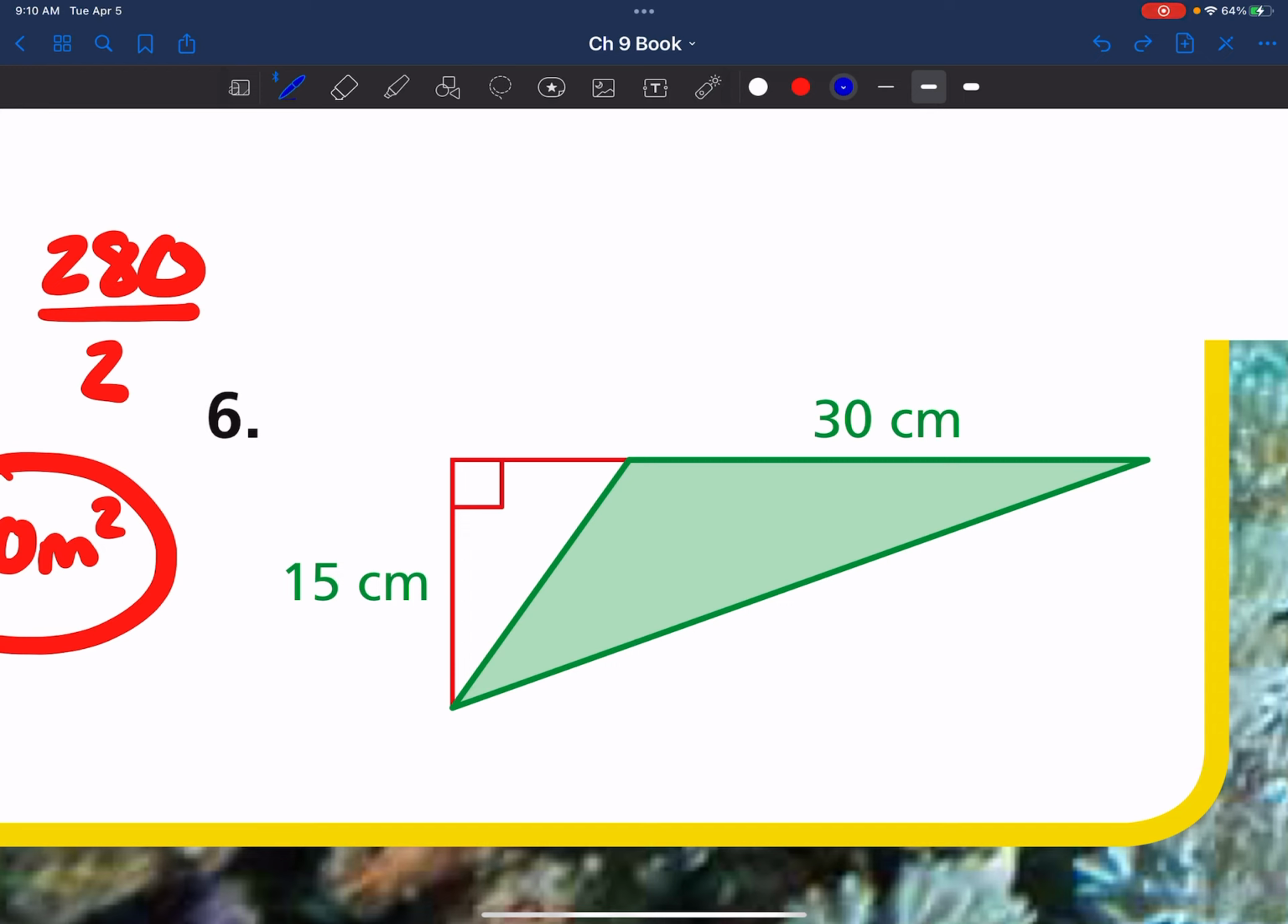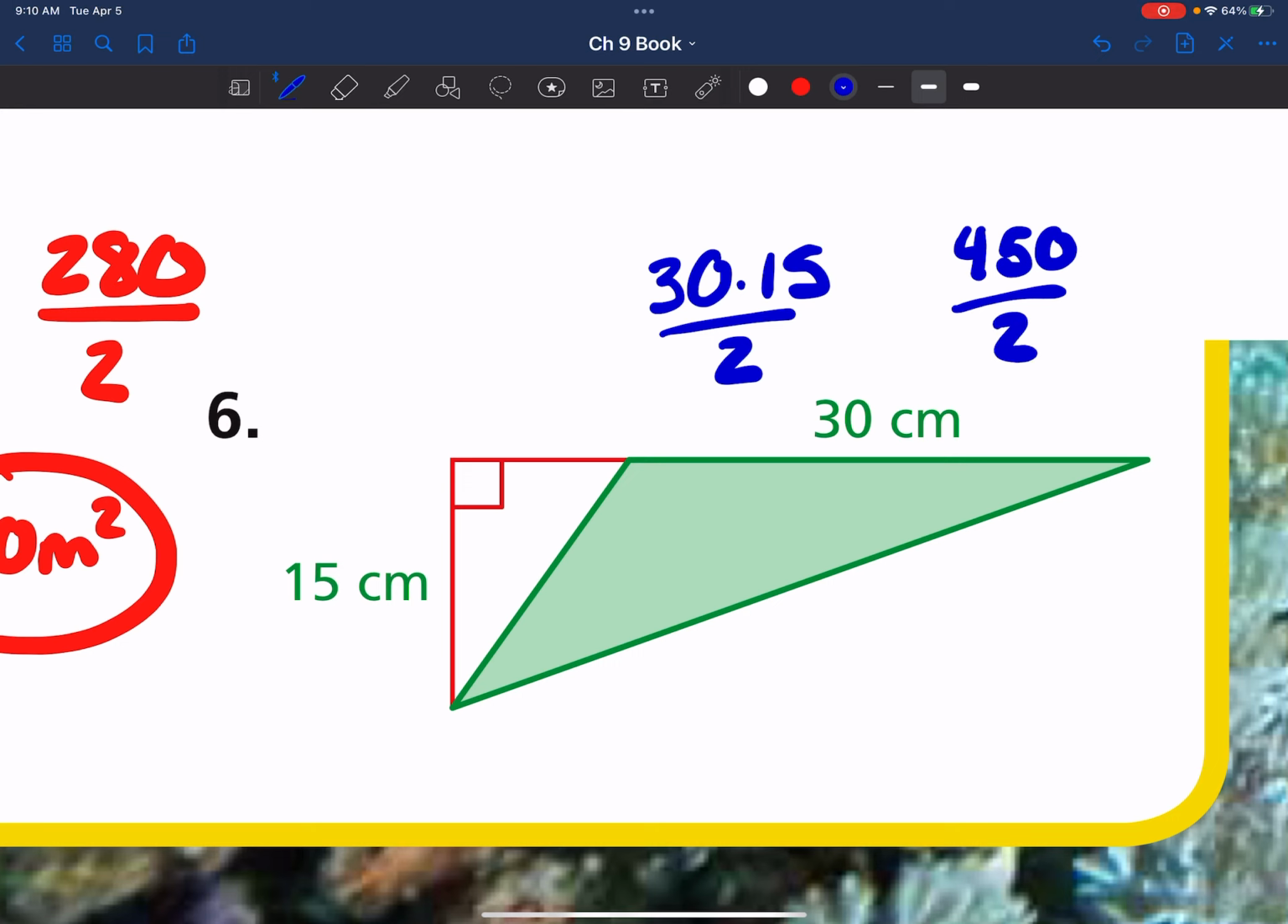But if I had 30 times 15 divided by 2, that would give me the area of this triangle. 30 times 15 is 450. And then divide that by 2. Equals 225. And that's your answer.